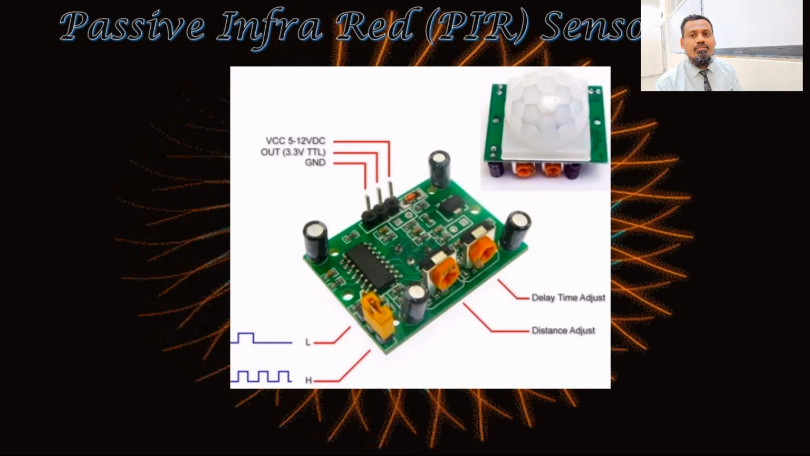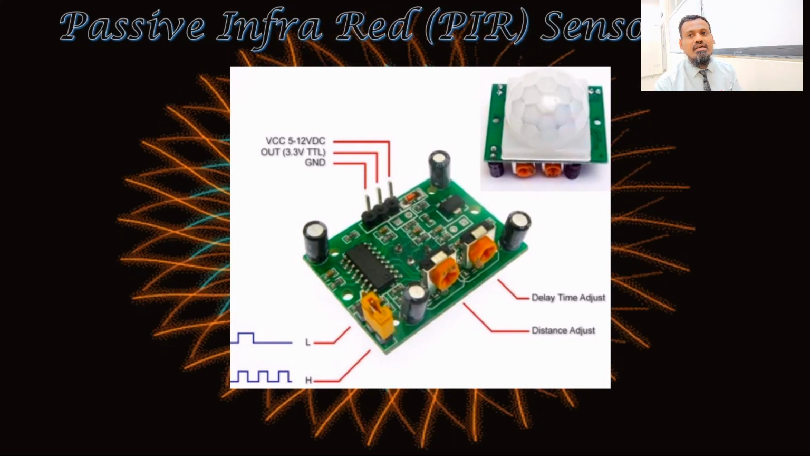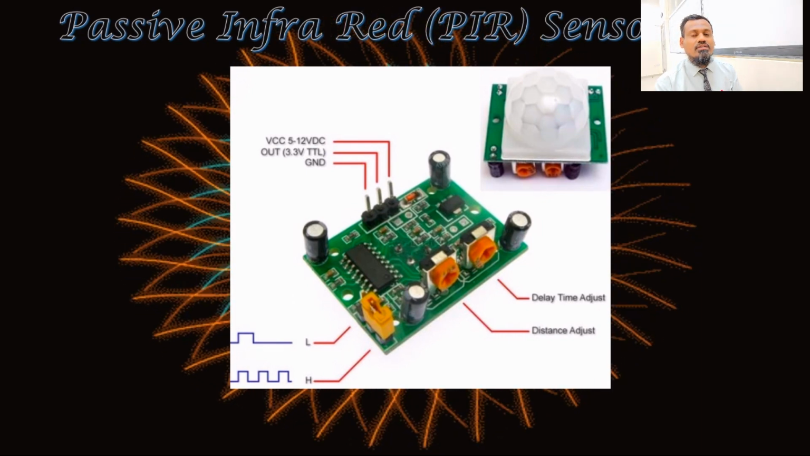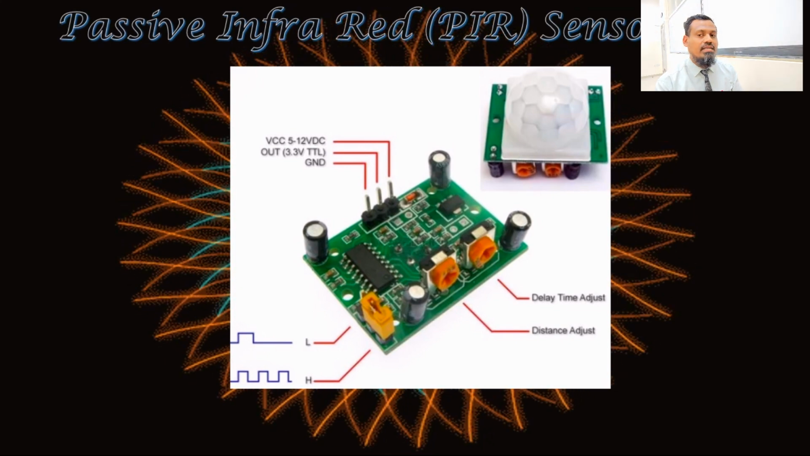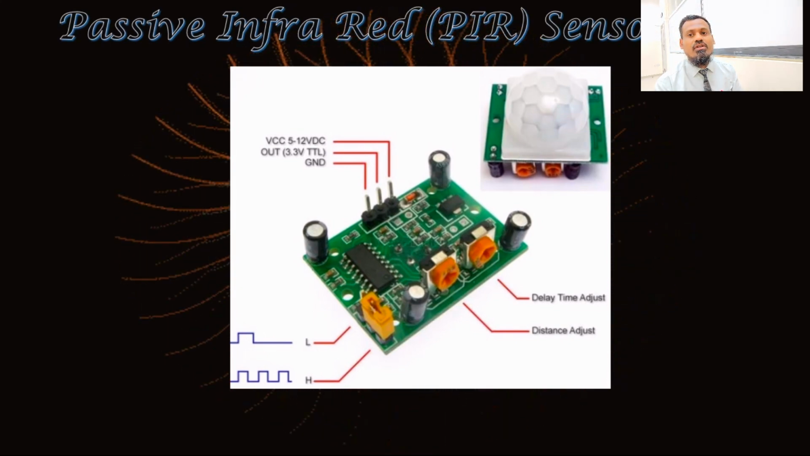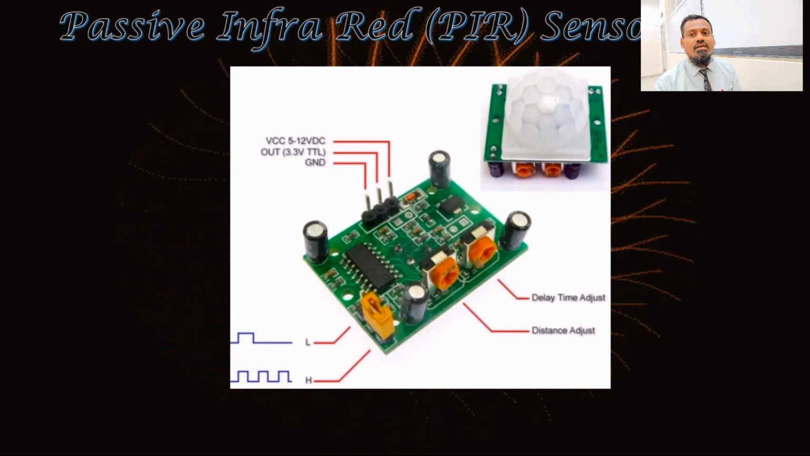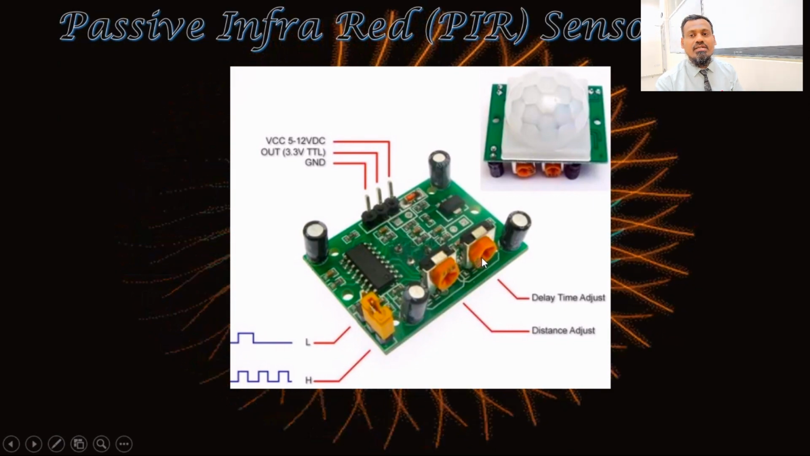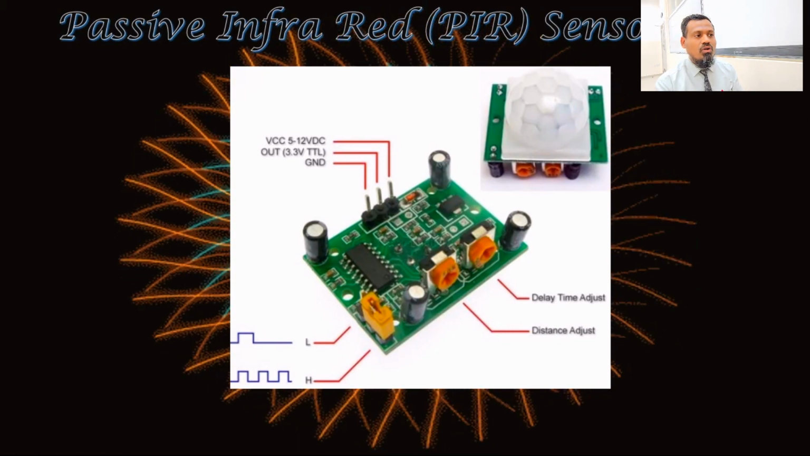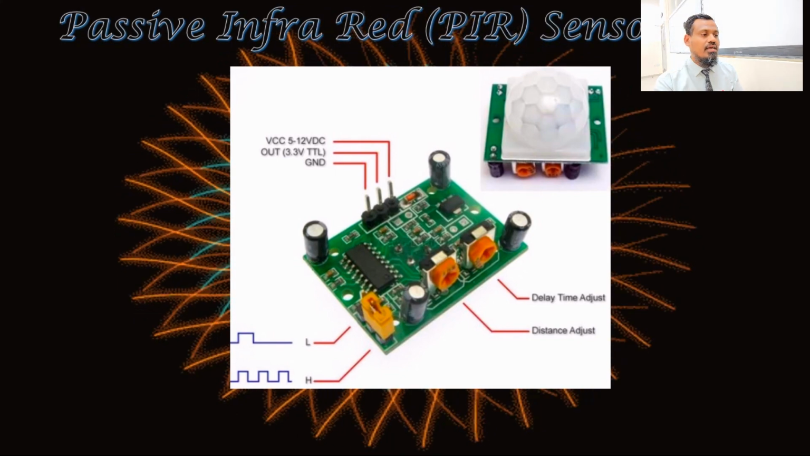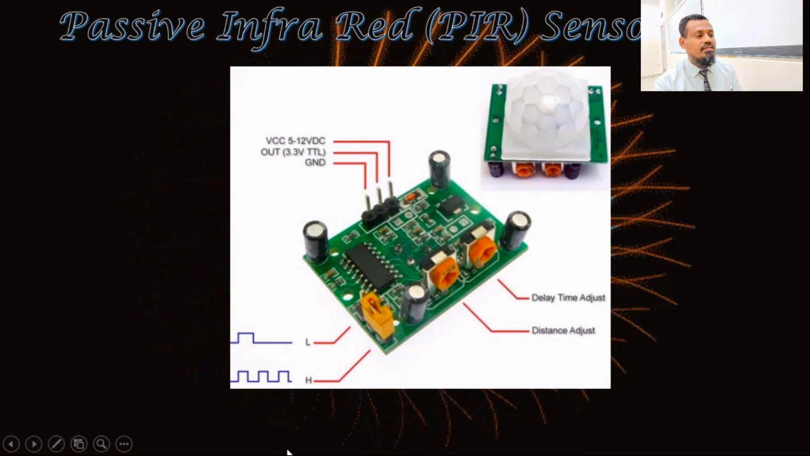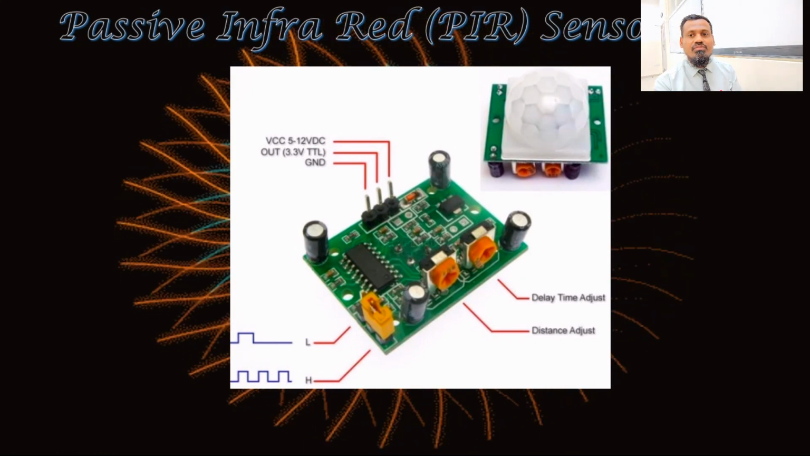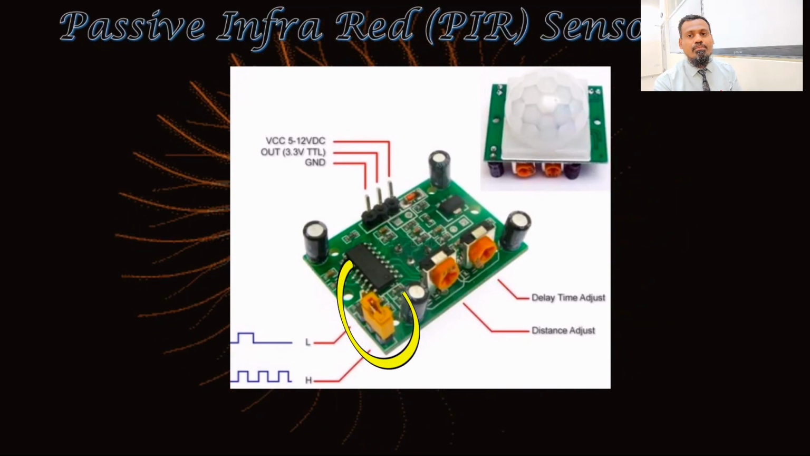This is the PIR sensor, which has 3 pins: VCC, to which you can give 5 to 12 volts, the ground pin, and the third is the output pin. The output pin is rated for 3.3 volt TTL. There are 2 potentiometers available for us. One is for varying the coverage distance, and this potentiometer is for time adjustment: after sensing a motion, how long the output pin should be high. And there are 2 modes of operation in this PIR sensor: one is single trigger and another is multi-trigger. You can switch between these 2 modes by fixing the jumper accordingly.